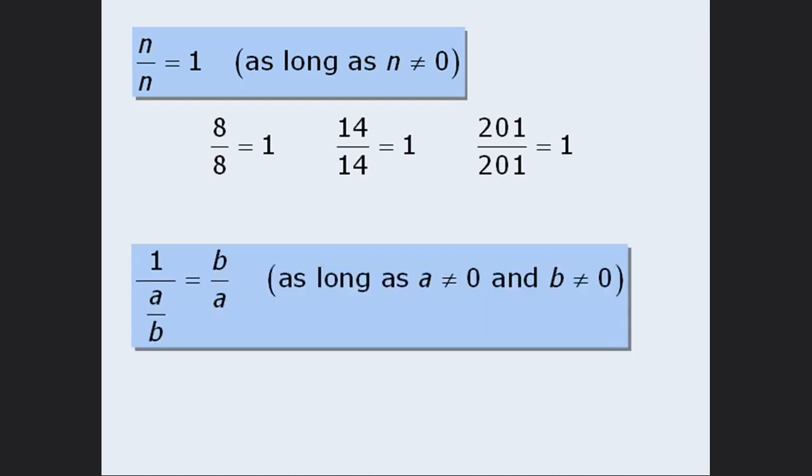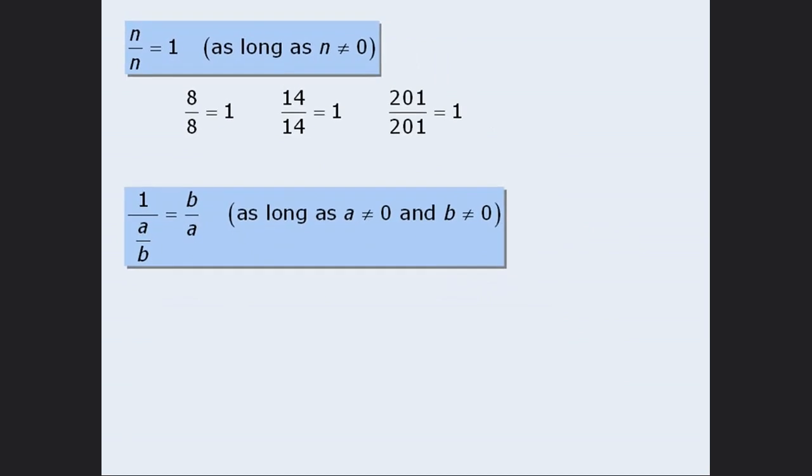Now, another property says that 1 over some fraction, a over b, is equal to the fraction b over a. So, for example, 1 over 2/3 is equal to 3/2. Similarly, 1 over 11/9 is equal to 9/11. And 1 over 1/35 is equal to 35 over 1, which is equal to 35. In each case, notice that we are merely taking the fraction in the denominator and flipping it.